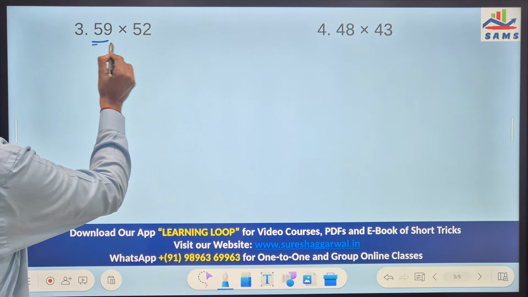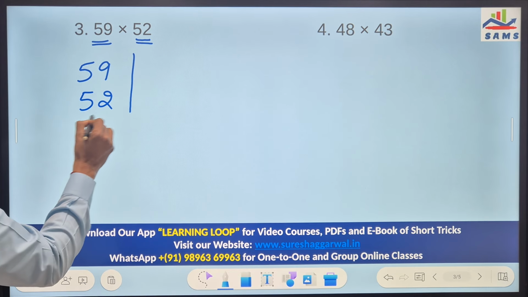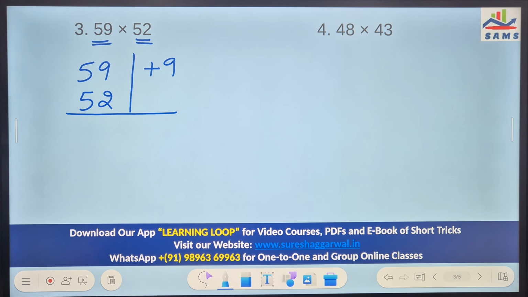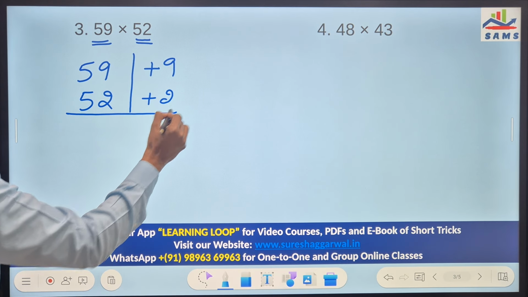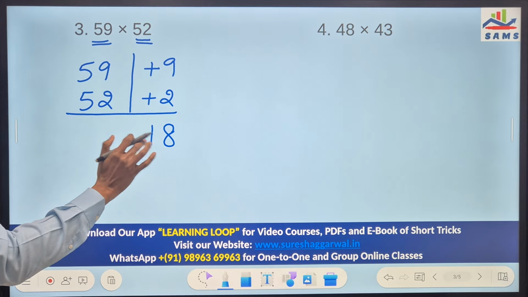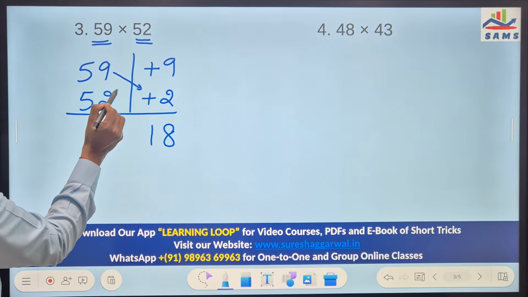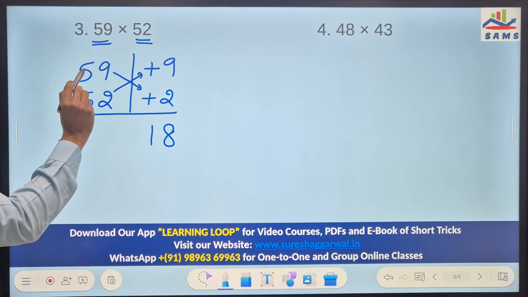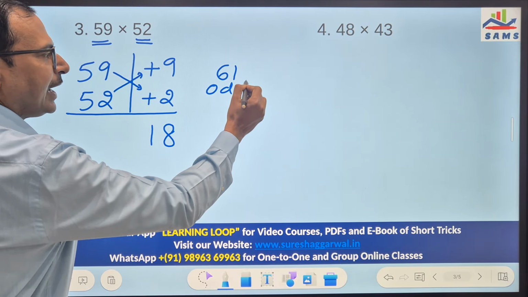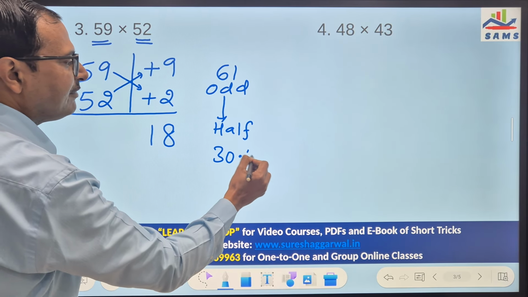Here we have two numbers which are above 50. So if I write 59 and 52 like this, separated by a vertical and a horizontal line, this has an excess of 9 over 50. This has an excess of 2 over 50. When you multiply these two, you get a two-digit number 18. What to do with this? Let us check in the next step. So when you add like this or add like this, you are going to get 59 plus 2, 61, or 52 plus 9, 61, which is an odd number. And if you take the half of 61, you will get 30.5, which is a decimal.